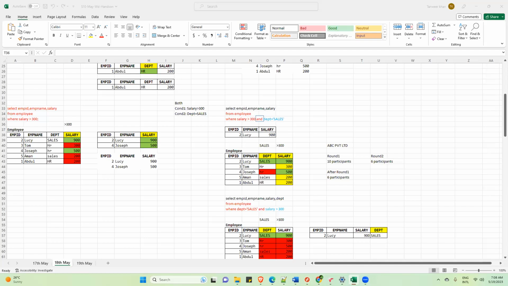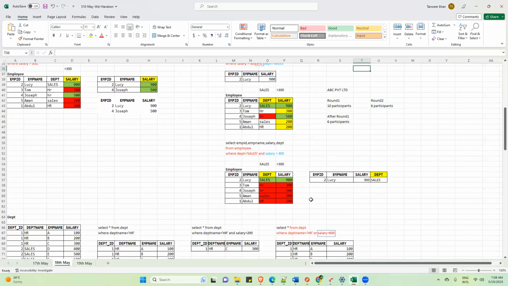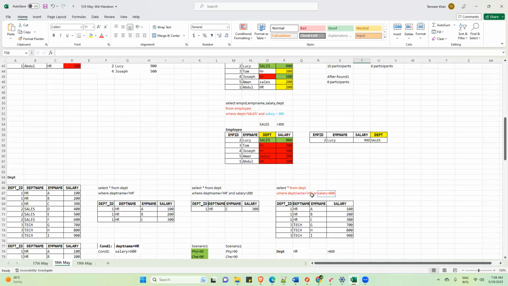It will check whether the records satisfy all the conditions, and only then will it display them in the output. Okay. OR is a flexible operator, because in the OR condition it is not necessary that you satisfy all the conditions. Even if you satisfy any one condition, the record will be fetched.